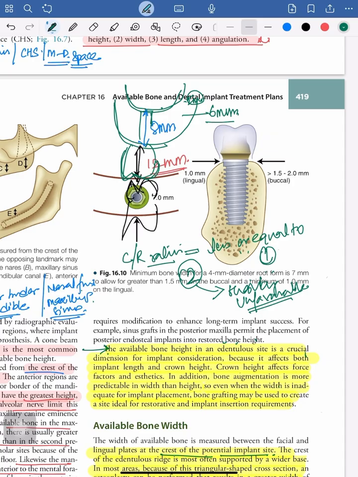So what are we going to do over here? We have multiple options. Either we augment the sinus, place a longer implant, and get the desired crown root ratio. Or we can reduce this crown height space by vertical augmentation. Again, this needs lots of skills and knowledge. So there's another way we can do it.